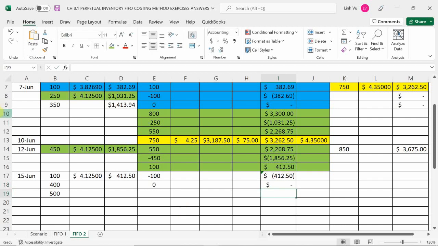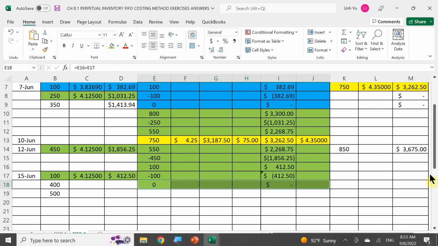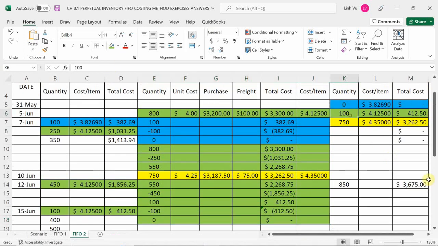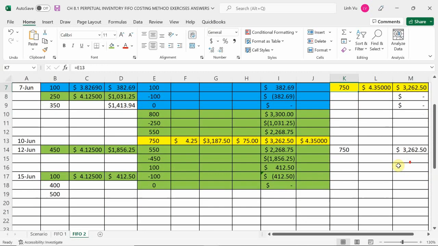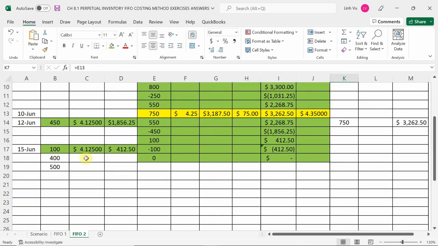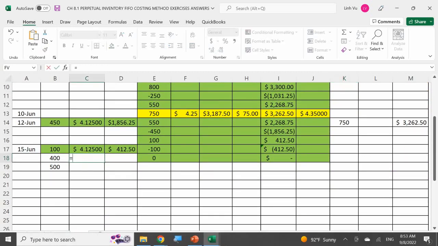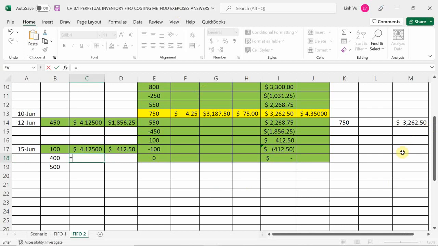Okay. So in this case, how much do I need to sell to get a grand total of 500 units? Okay, you're gonna take 400 out of the 750. 400 out of the 750. Good.